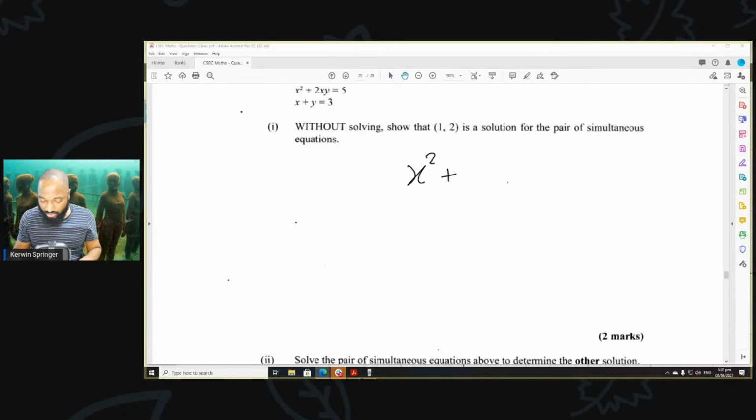x squared plus 2xy is equal to 5, x plus y. Somebody says my background looks creepy. Hey, that's a national treasure. Respect the Caribbean. Respect the suffering that some of the ancestors went through. Watch it and embrace it and learn from it.